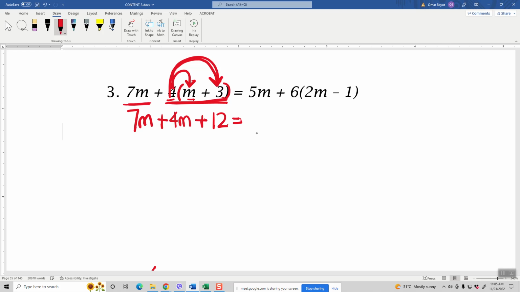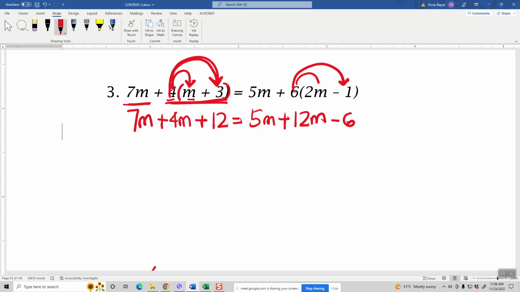Continuing, just copy the equal sign. You will have 5m, copy first, and then perform the indicated operation. 6 times 2m will give you 12m. 6 times minus 1 will give you minus 6.